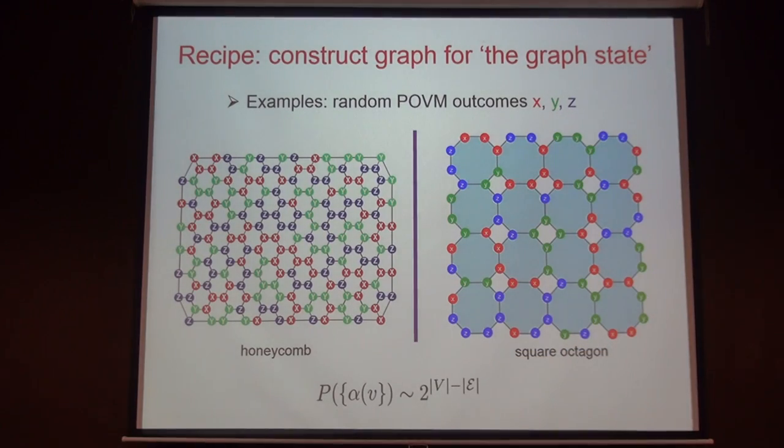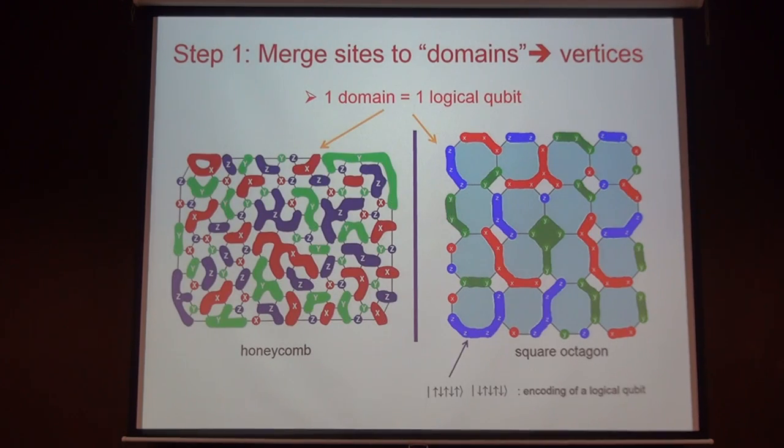So let me just show you an example. I show it on two different lattices. This is on honeycomb, this is on the square octagon. So these X, Y, Z indicate my POVM outcome, measurement outcome; the device will tell me this is X, this is Y or Z, etc. And it's random, but I know the probability is this. So let me explain. V here denotes the number of regions, or we call them domains, that have the same outcome. For example, here the set of X, Y, and Z.